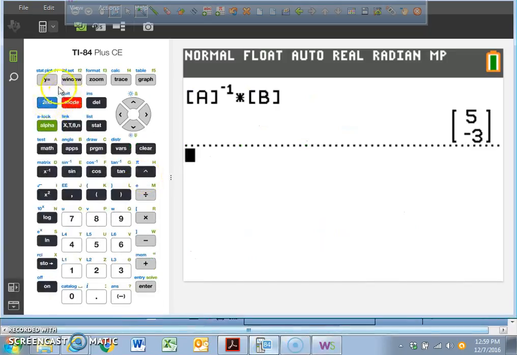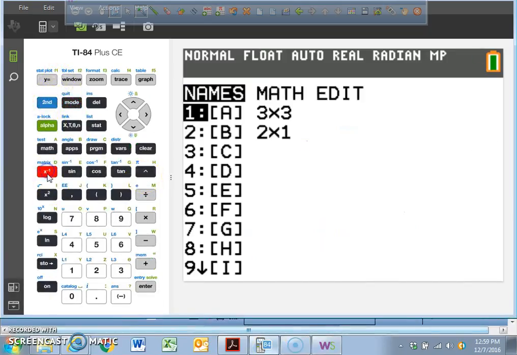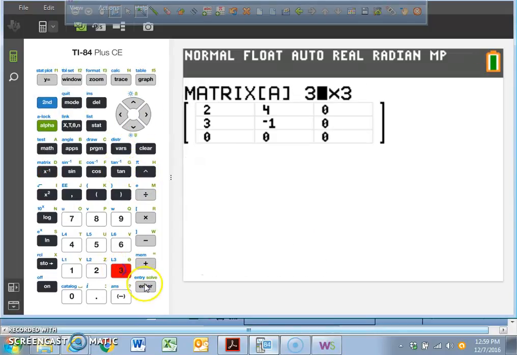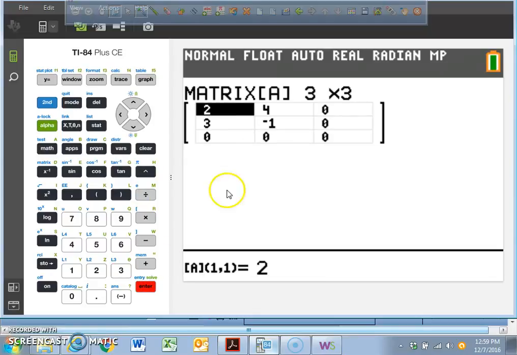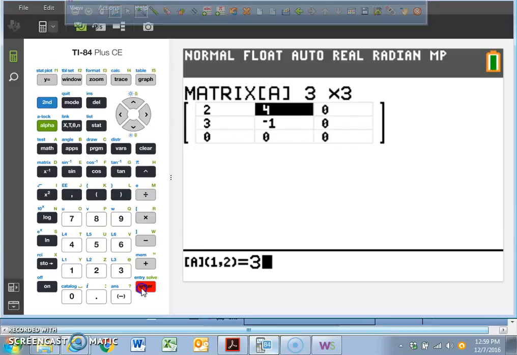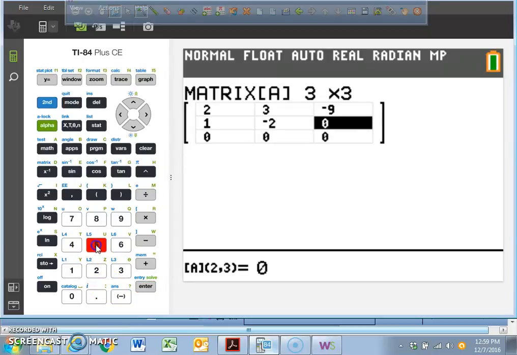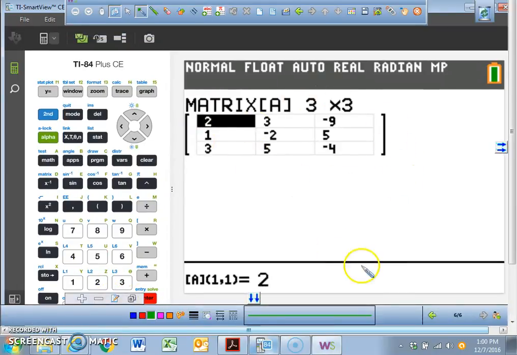All right, now we need to build our matrix. So here we go. Second, x to the negative 1. We've got to go to the right where it says edit. We need to make it a 3 by 3. Yeah. Here we go. Peyton, give me the numbers. 2. 2, enter. 3. 3, -9. -9. 1. 1, -2. -2, 5. 5. Hold on. All right, so here we have matrix A.